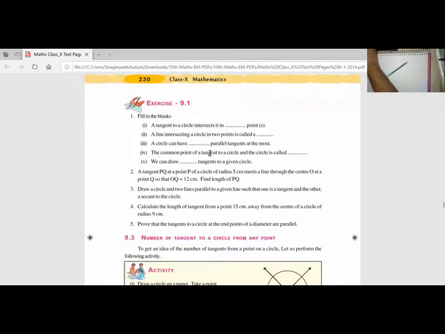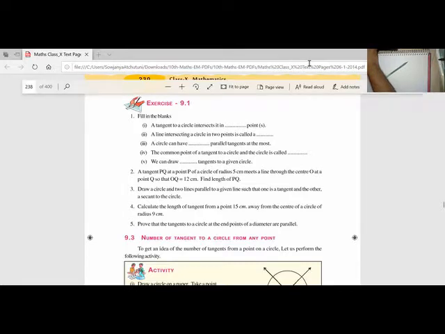The common point of a tangent to a circle and the circle is called the point of contact, or the point of intersection. Next: how many tangents can be drawn to a given circle?